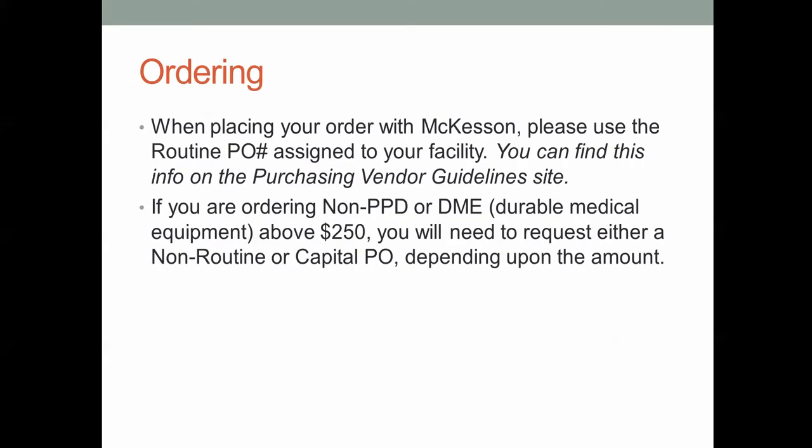For ordering, like I said, Central Supply is going to be the ones placing the order. They will be using their routine purchase order number. This is available on the Purchasing Vendor Guidelines site. All other items that are outside of our standards with McKesson, the Central Supply staff member will enter a request into PTS, and this is for DME equipment over $250. And this will either be a non-routine or capital PO, depending upon the amount and item.